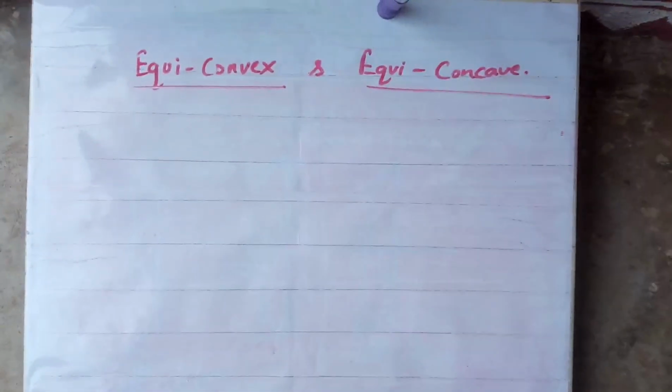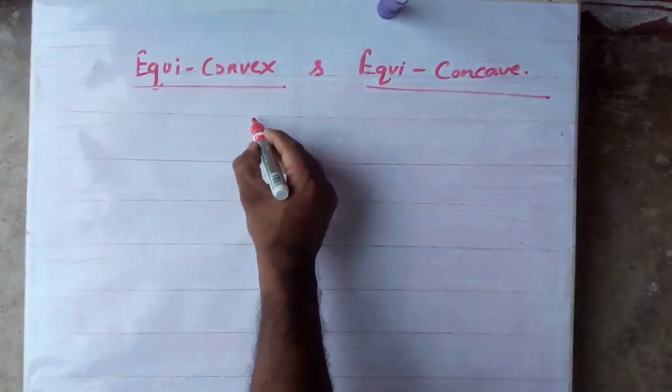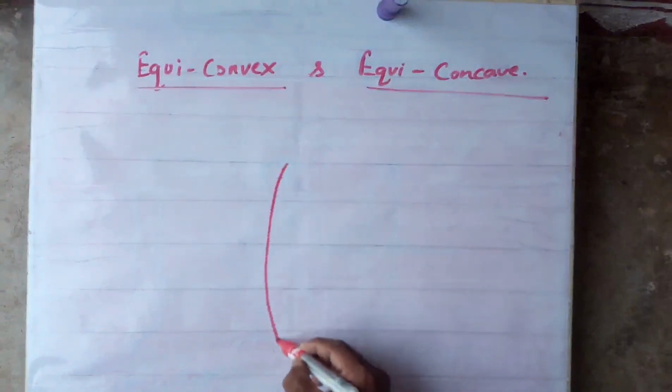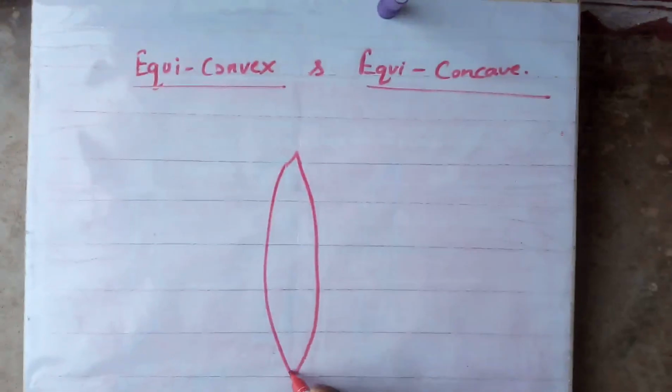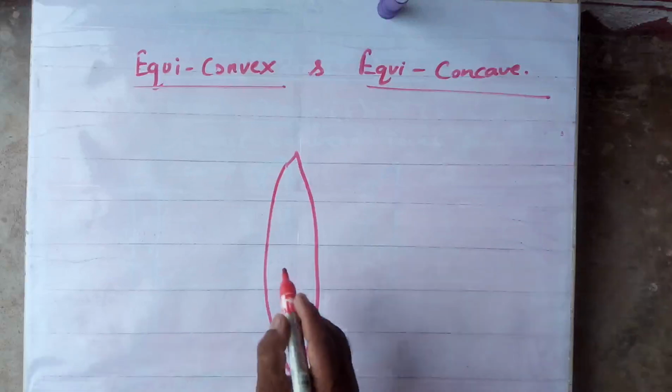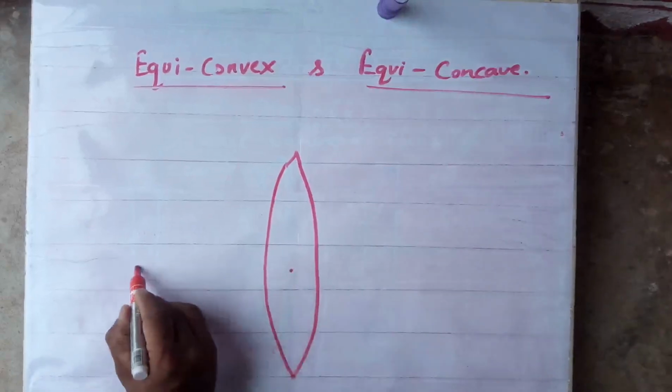Listen, what will happen? Suppose you take a convex lens. Every lens has two surfaces. Yes or no? Okay, this is the principal axis. Let us consider.